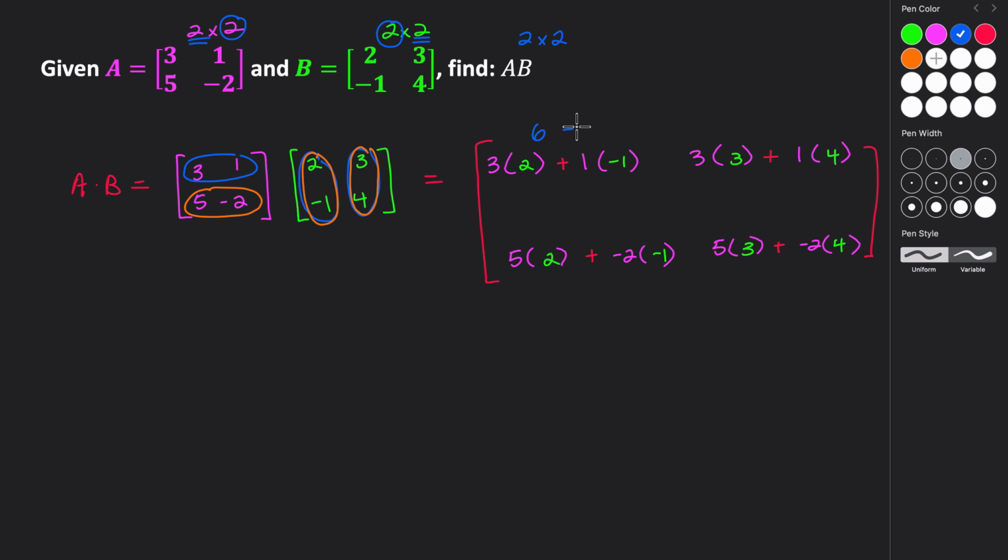So this is 6 minus 1. This is 9 plus 4. This is 10 plus 2. And this is 15 minus 8. So we go through, simplify, and we get that A times B equals 6 minus 1, that's 5; 9 plus 4 is 13; 10 plus 2 is 12; and 15 minus 8 is 7. So this would be our product of A times B.